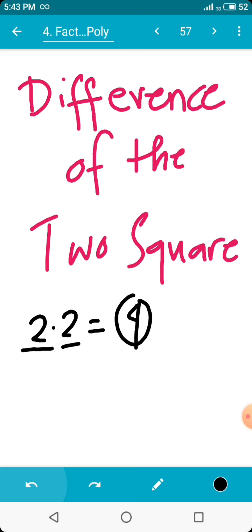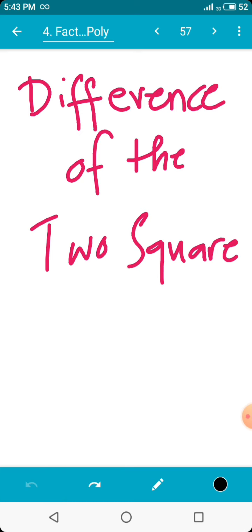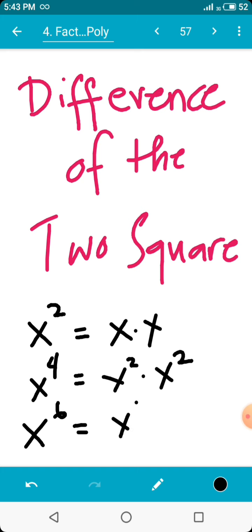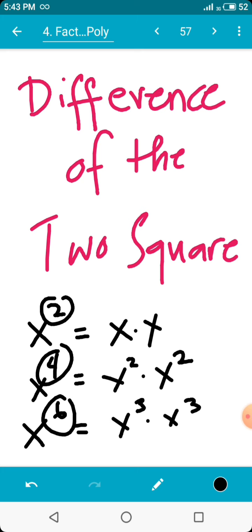So, yan yung tinatawag nating perfect squares. So, kapag naman sa variable, pag sinabi natin ang product natin is x raised to 2, so, ang factor niyan is x times x. Okay? Pag x raised to 4, that is x squared times x squared. And then, yung x raised to 6, that is x cubed times x cubed. Okay? So, basta even number yung kanyang exponent, pwede siyang perfect square. Okay? So, makukuha nyo ang kanyang factors. Okay? So, let's start.